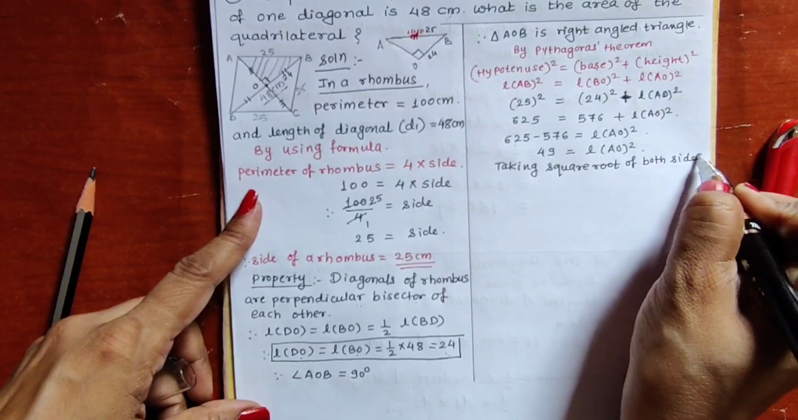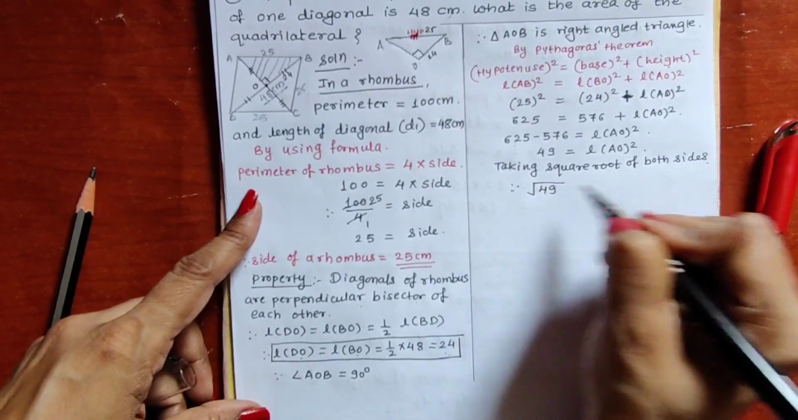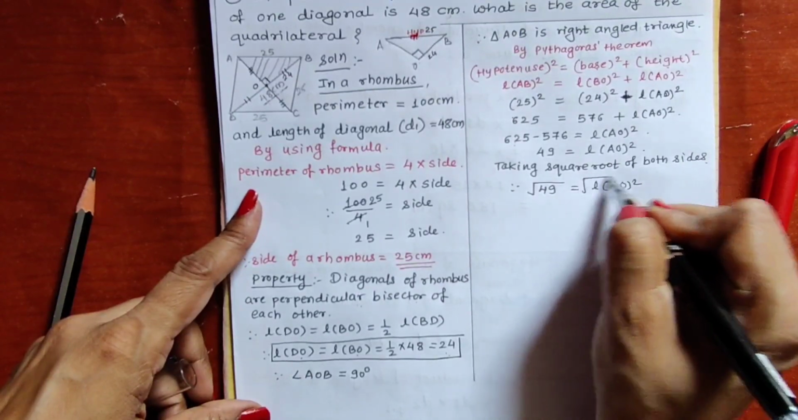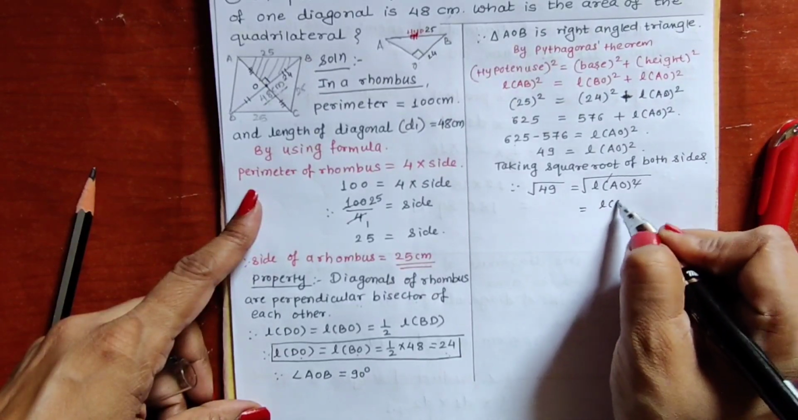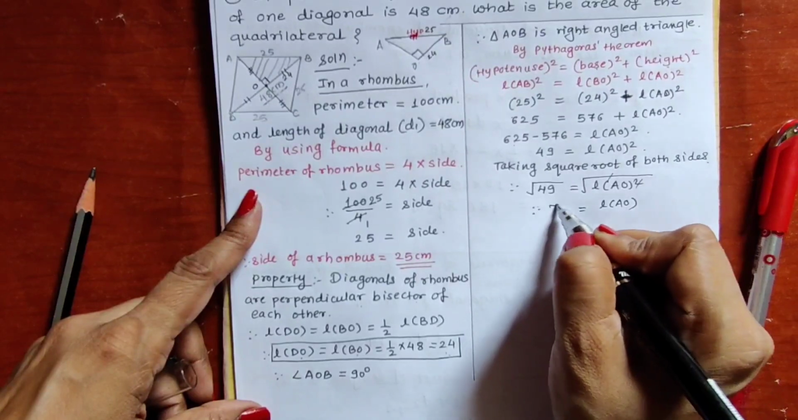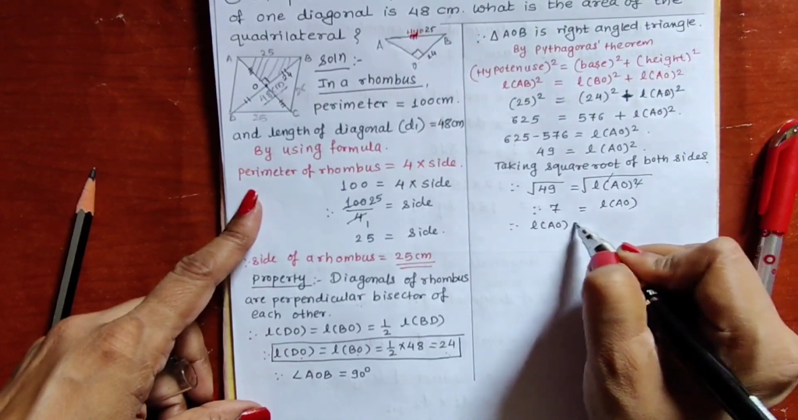So we will be taking square root of both sides, and therefore under root 49 is equal to under square root AO square. Now here square and square root cancel each other, only AO is remaining, and here square root of 49 is 7. So therefore length AO is equal to 7.